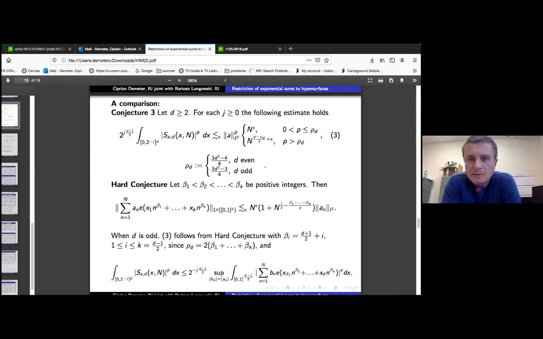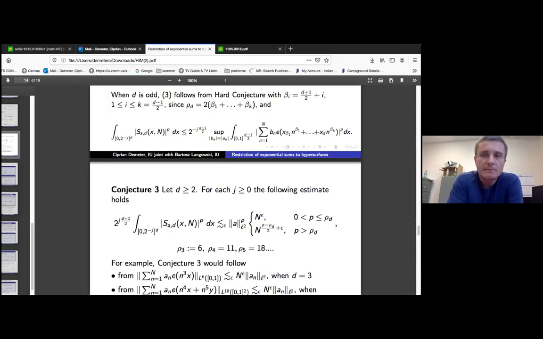I'll illustrate this with two concrete examples on the next slide, but I will just say that when D is odd, if you take the hard conjecture for granted, which you shouldn't because it's far from being solved, and if you use p equals rho D, which is what I just said, then you can get conjecture 3. Right, so it feels easy, except that it isn't.